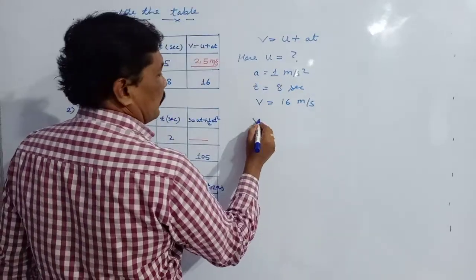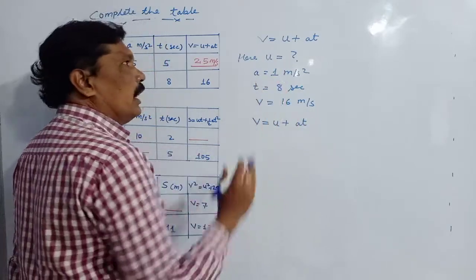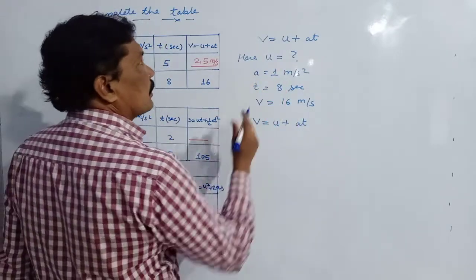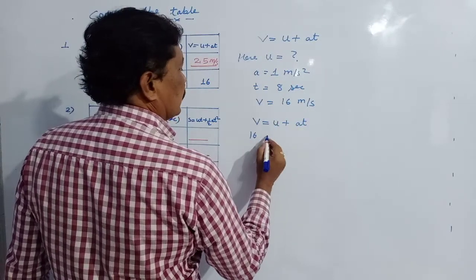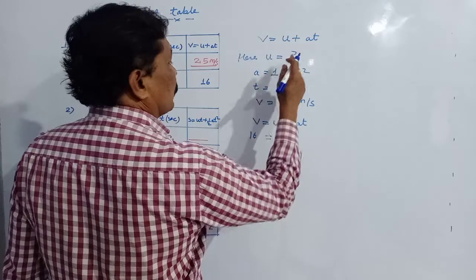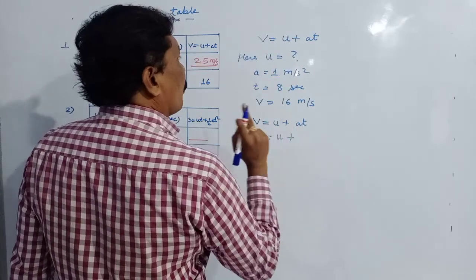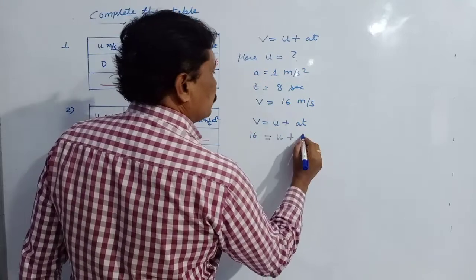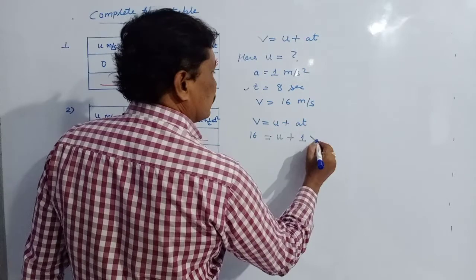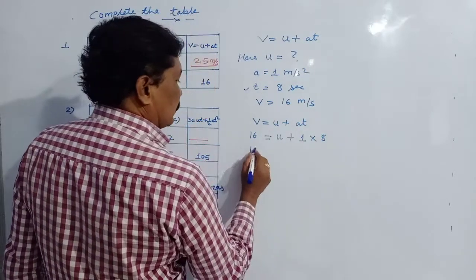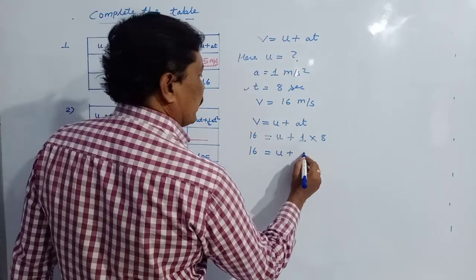The equation V is equal to U plus AT. Now we will put the values. What is V? V is 16 is equal to, what is U? U we don't know. Plus, what is A? A is 1. What is T? T is 8. So 16 is equal to U plus 1 into 8 is 8.